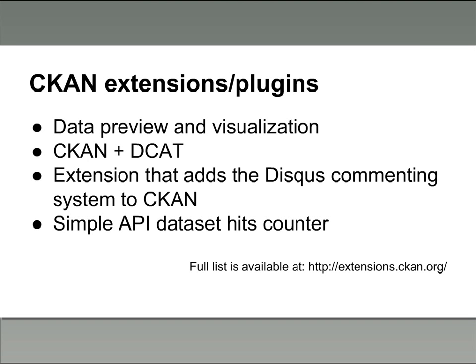The second important plugin is CKAN plus DCAT. DCAT is a W3C recommendation, and you should enable this. The only problem is that it only enables RDF representation for the datasets themselves, but not for all the other information on the web portal, like users, organizations, etc. But it really lowers the barrier to consume the data. I think this is one of the selling points of CKAN, having this standardized vocabulary for describing metadata of the datasets. Also, there are quite some plugins to enable social interactions on the portal, like discussion and commenting, and a lot of simple hacks like a simple API dataset hits counter, which counts the visits of the dataset.